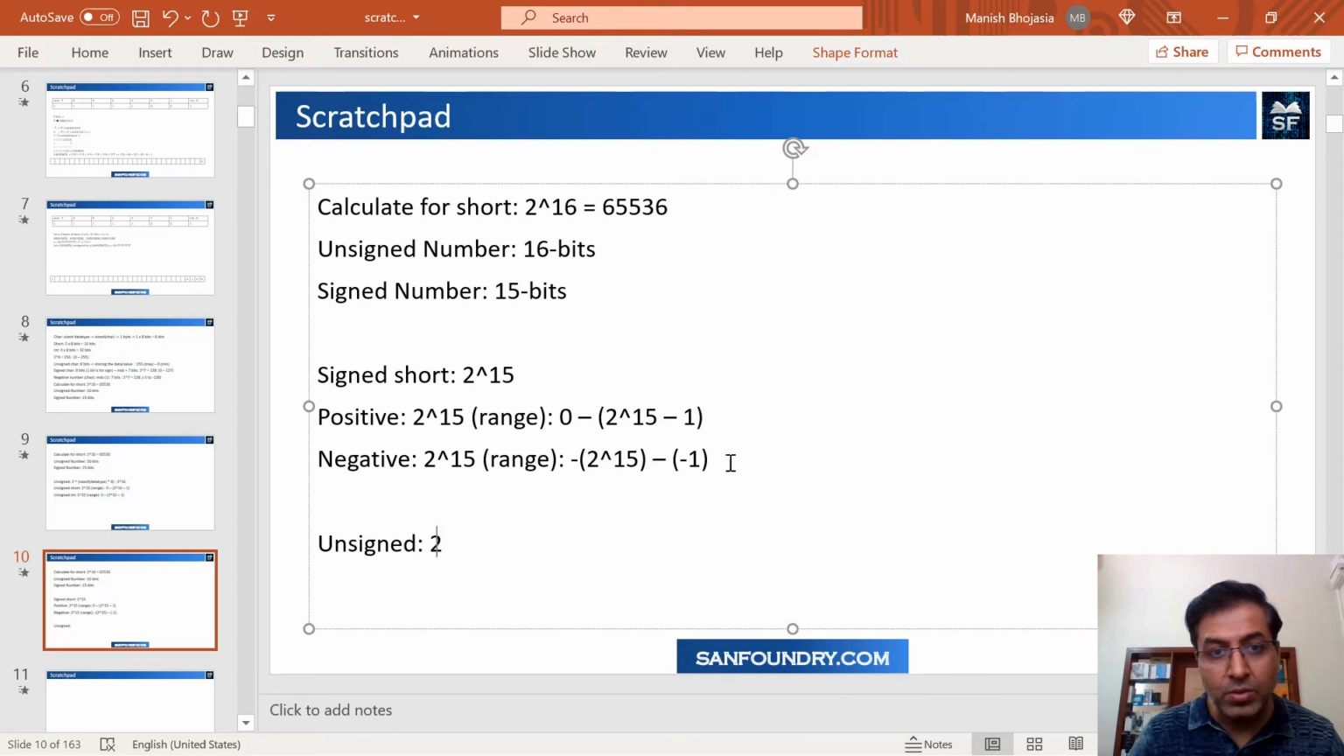The general formula for an unsigned value is 2 to the power n. What is n here? N represents the total number of bits for that particular data type. 2 to the power n is the total range. So for an unsigned value, you start with 0 and then you can go all the way up to 2 to the power n minus 1. So this is the general formula, the way we are seeing it here.